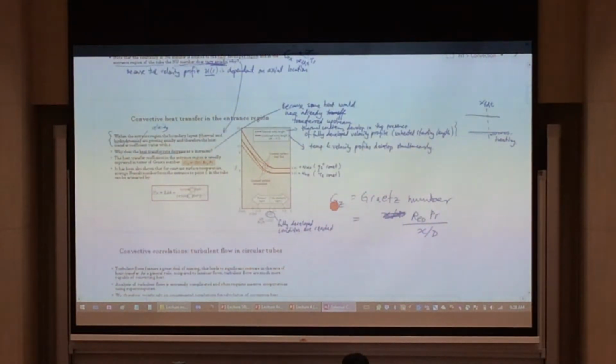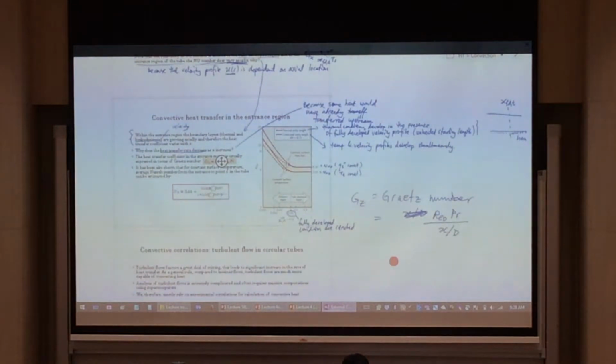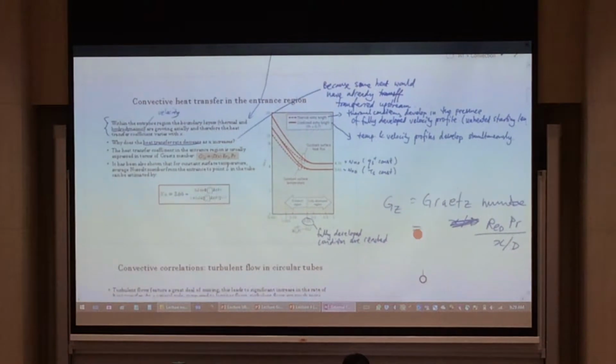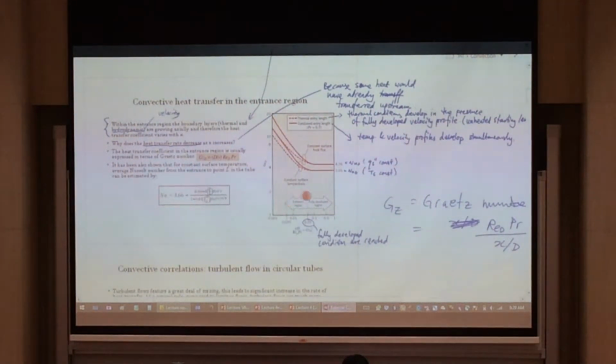Okay. So what is Graetz number? Now Graetz number is telling us about where is the place where we consider an entrance region and a fully developed region. So at certain Graetz numbers, we'll be able to figure out whether we are talking about your entrance region, or whether we are talking about your fully developed flow region. So that's what Graetz number's job is about. So the heat transfer coefficient in the entrance region is usually expressed in terms of your Graetz number, and that's given by this equation over here.